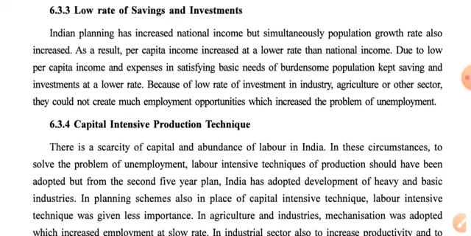So as a result, per capita income increases at a lower rate, and due to low per capita income and expenses in satisfying basic needs of a burdensome population, saving and investment are kept at a lower rate. Here the two reasons are, first, low per capita income in the country, and second, expenses in satisfying basic needs of a burdensome population. All those who are below 15 years and above 64 years are the burdensome population, because they are not contributing anything to the income of the family or the income of the nation.